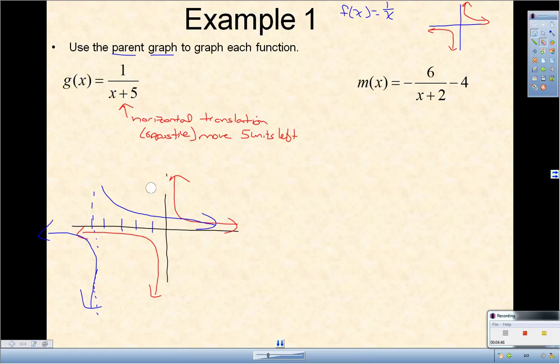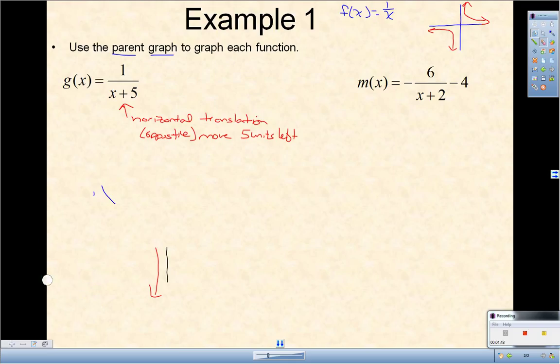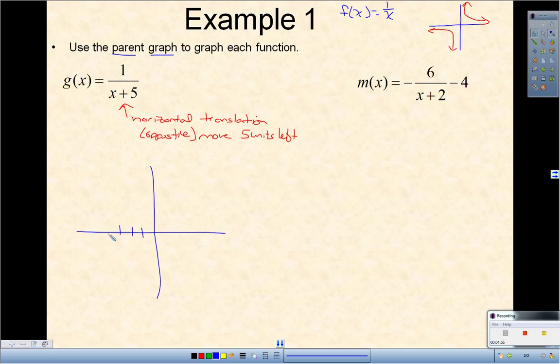Alright, so I'm going to redraw this so it's not both of them all on the same graph, but what the graph would look like would simply be 1, 2, 3, 4, 5. There would be a vertical asymptote at negative 5. The horizontal asymptote is still at 0 because I didn't move the graph up or down, and then my function is going to still have that basic shape, just like that.